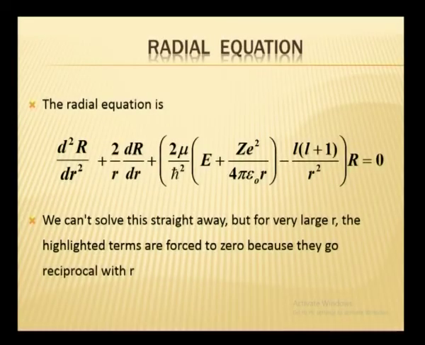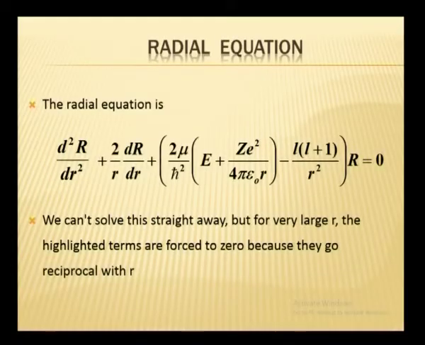Okay. Look at the radial equation, it goes as d square R by dr square plus 2 by r into dR by dr plus 2 mu, mu is the reduced mass, divided by h bar square, h bar is the unit of angular momentum, multiplied by E plus Z square e square by 4 pi epsilon naught r, Z is the atomic number, in the case of hydrogen atom it is 1, epsilon naught is the permittivity, and r is the distance between the proton and the electron, minus l into l plus 1 by r square, l again is a quantum number, it will take only integral values, multiplied by R will be equal to 0.